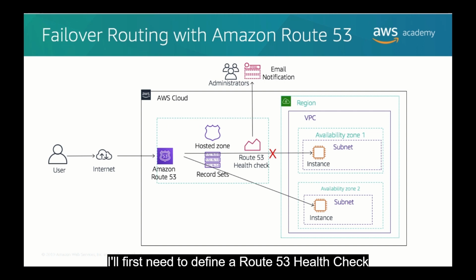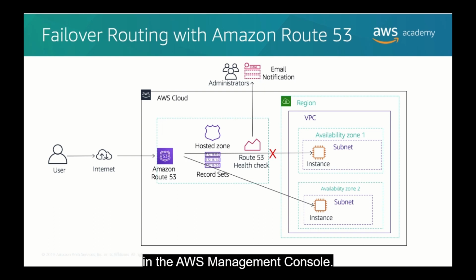I'll first need to define a Route 53 health check that monitors the status of the primary web server instance. If the health check determines that the primary instance is unreachable, then the record set I define in the mompopcafe.net hosted zone will route traffic to the second instance instead. The Route 53 health check will also send an alert to my administrator team to inform us about the unreachable instance. So now that we understand the design, let's take a look at how this setup can be accomplished in the AWS Management Console.